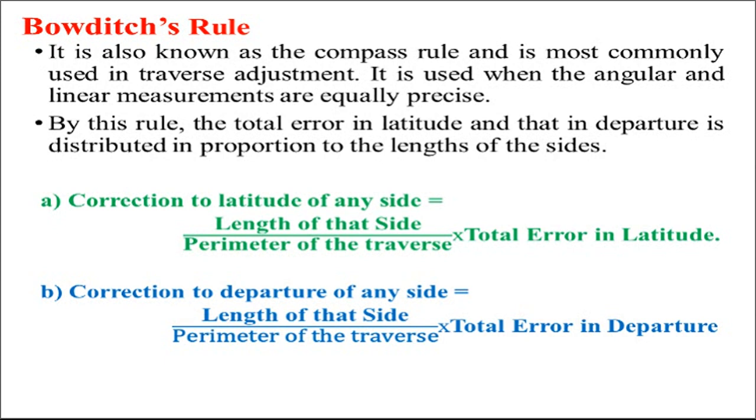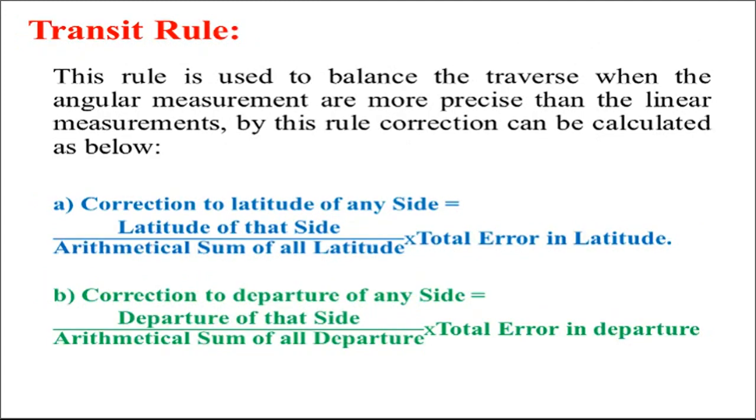So the first formula is for correction to latitude of any side. Correction to latitude of any side is equal to the length of that side divided by the perimeter of the traverse, into the total error in latitude. Similarly, correction to departure of any side is equal to the length of that side divided by the perimeter of the traverse, into the total error in departure.